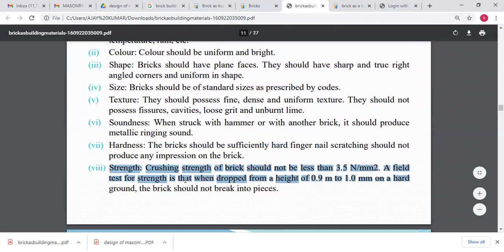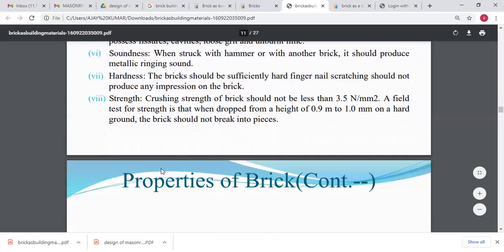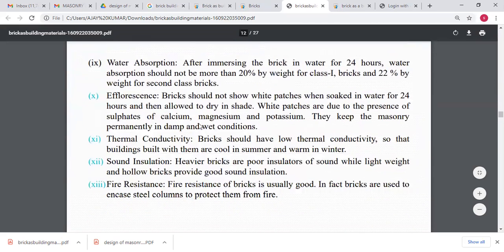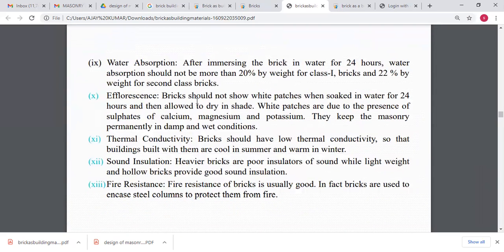For the test for strength, when dropped from a height of 0.9 to 1 meter, the brick should not break. Next, water absorption. After immersing the brick for 24 hours, the water absorbed should not be more than 20% of the weight for first class brick. For second class brick, it should not be absorbed more than 22%.